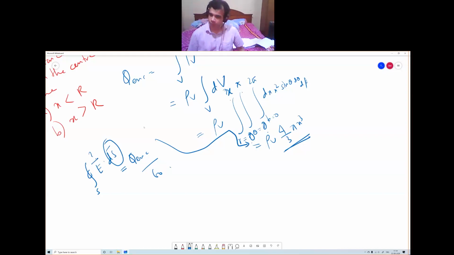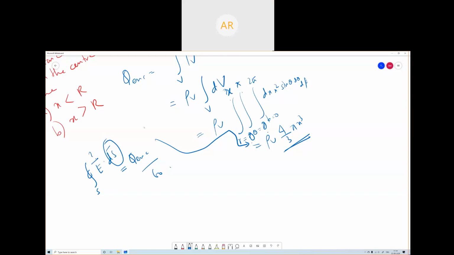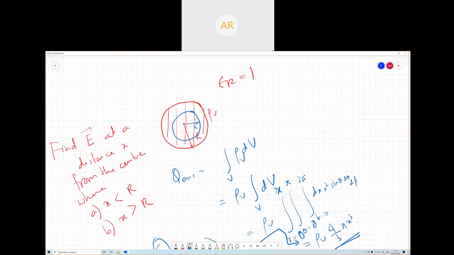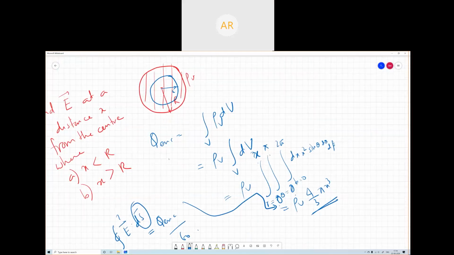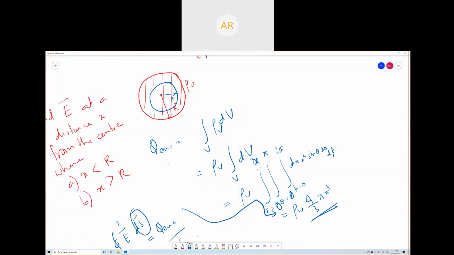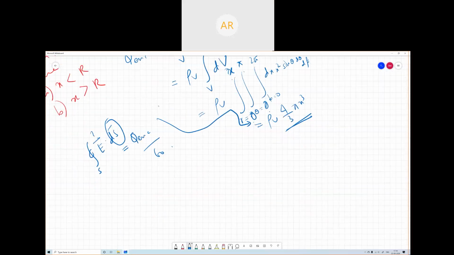4 pi r minus x square. Why r minus x square? Sorry, sir. Why r? I have considered 4 pi x square surface. 4 pi x square. Yes, sir. Yes. You understand why it is 4 pi x square?